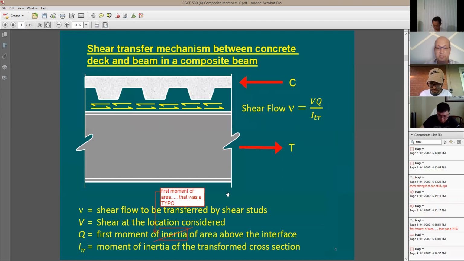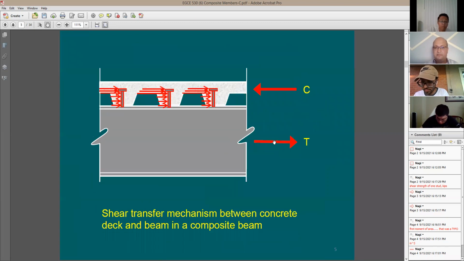But this Q here is different. This gives you inch cubed, because area is giving you square inches multiplied by another inch, giving you inch cubed. So this Q here is going to be inch cubed. Great, now I guess I understand what's going on, and this shear here needs to be supported by the studs. How is this transferred?